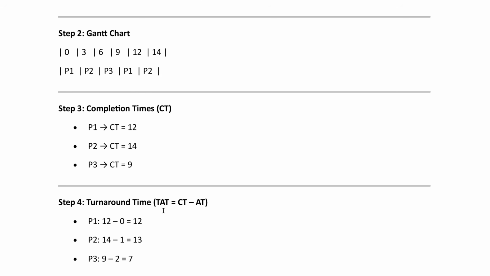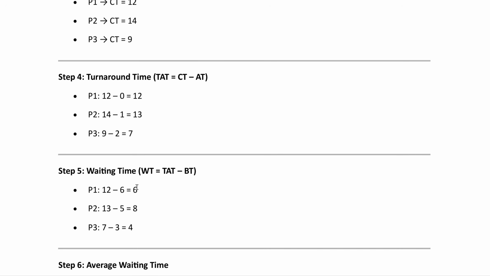So easily you can compute the turnaround time. As I earlier said, the formula for computing turnaround time is completion time minus arrival time. So P1 completion time is 12, arrival is 0. So turnaround time is 12. For process P2, the completion time is 14 and the arrival time is 1. So 13 is the turnaround time for P2. P3, the completion time is 9 and 2 is the arrival time. So 7 will be the turnaround time for process P3.